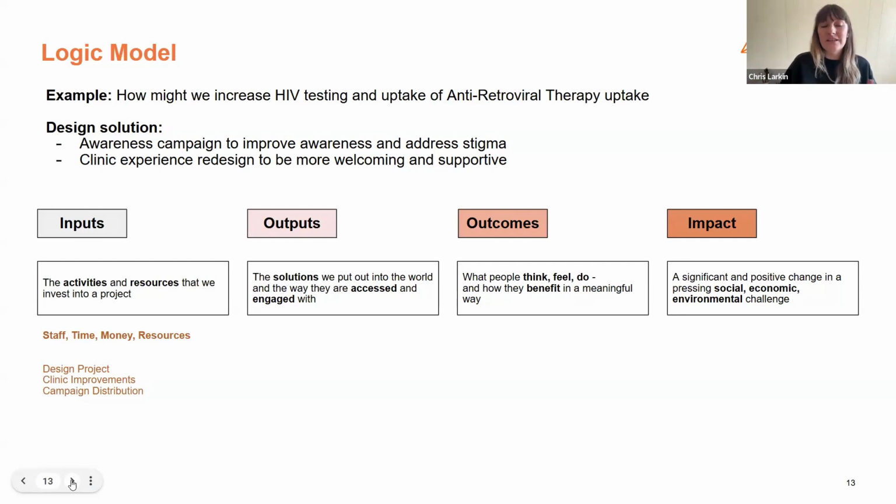So at the input level, we would be thinking about, what is the time, the money, the resources going into creating this campaign or delivering this clinic experience. And as a designer, your design project, all of the investment that it takes and the time and the people it takes to do a design project would sit at this input level. You would think about the clinic improvements that you're putting into place, the campaign distribution that's happening and the design and creation of that, all of the staff it takes to stand up something like that. So that's something you would be counting, or your dev org would be counting at the input level.